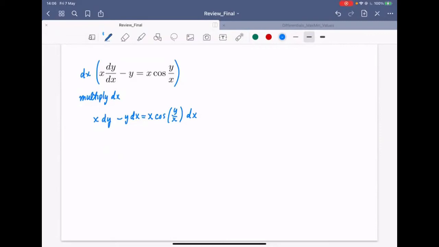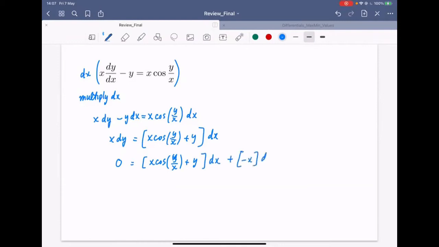Let's move to the right hand side first. So I'm going to have x dy equal to x cosine(y over x) plus y, and then dx. Now I move that term to the right hand side. So x cosine(y over x) plus y dx, and then minus x dy here. So this is going to be my function M, and this is going to be my function N. This is already a standard form, M dx plus N dy.